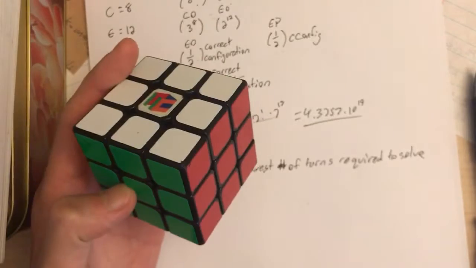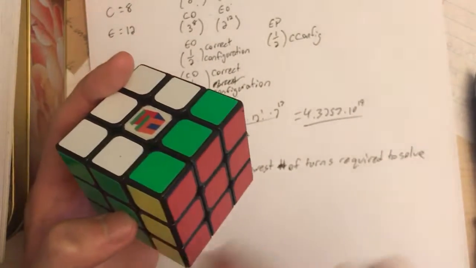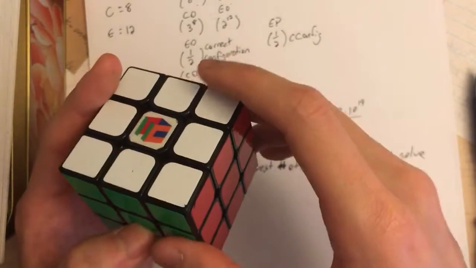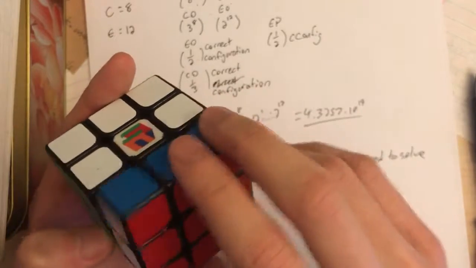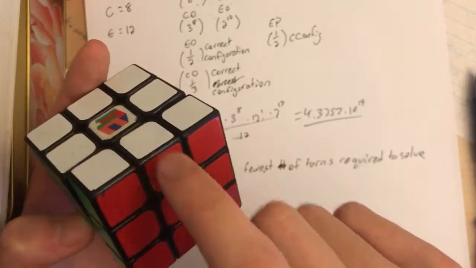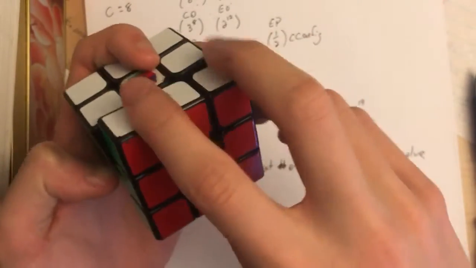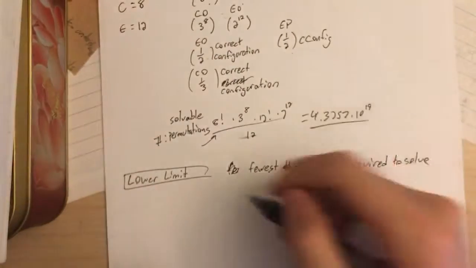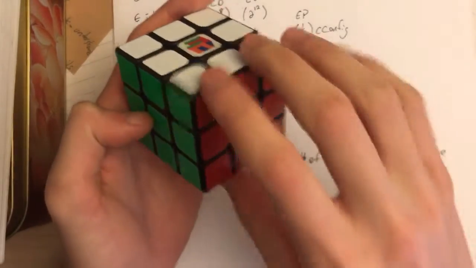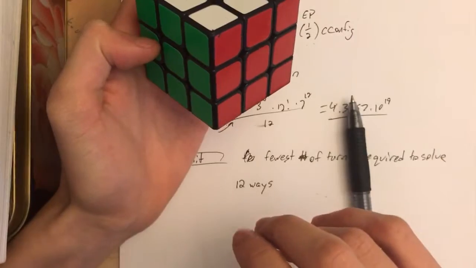there are 12 turns, right? So you can turn this way, clockwise, or you can turn one counterclockwise. So there's 6 faces, and for each face, there are 2 ways to turn, either clockwise or counterclockwise. So there are 12 ways to turn the Rubik's Cube from an initial state.